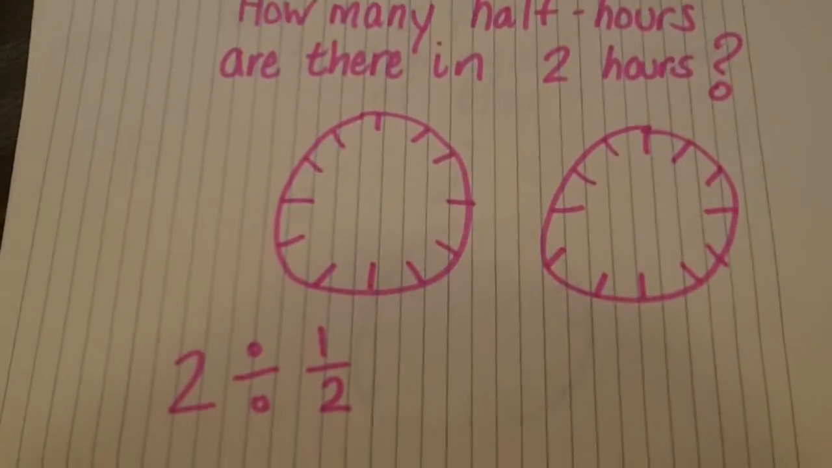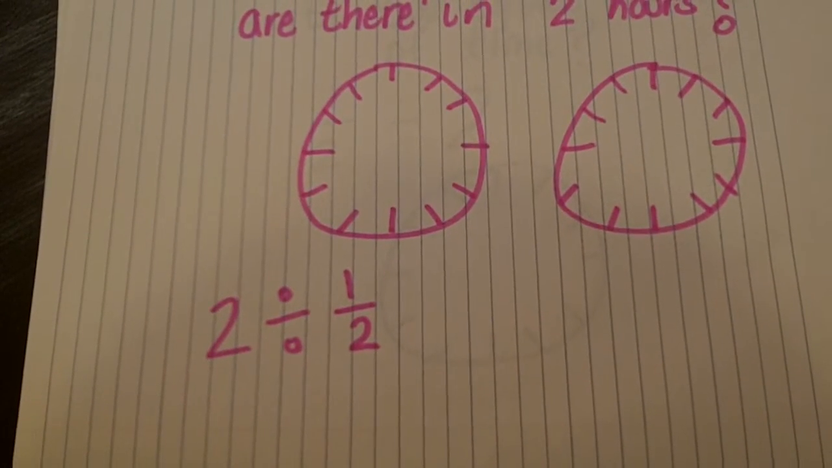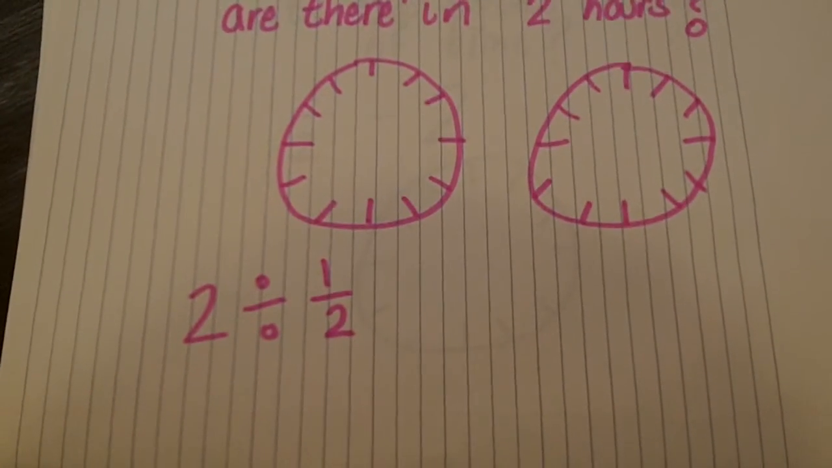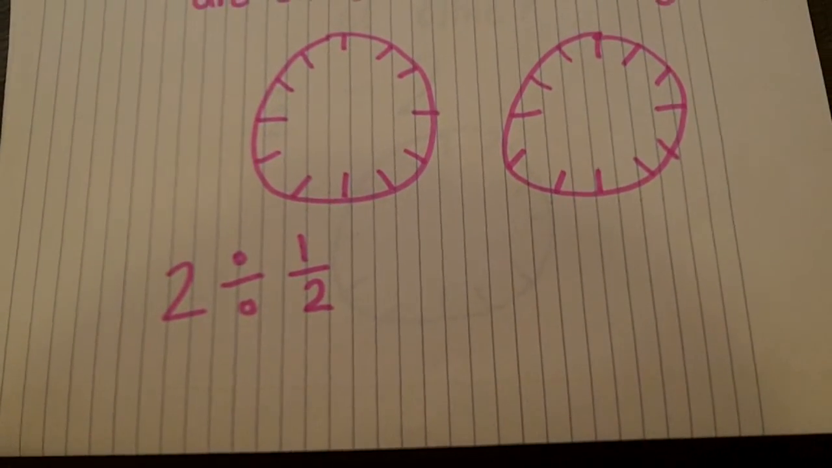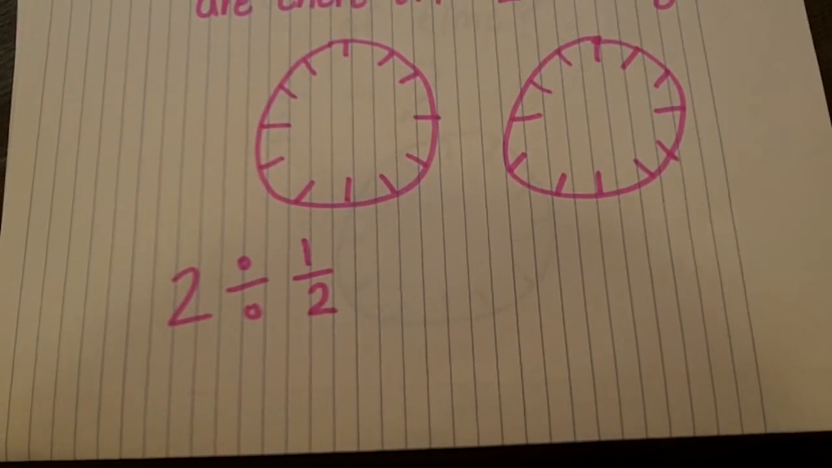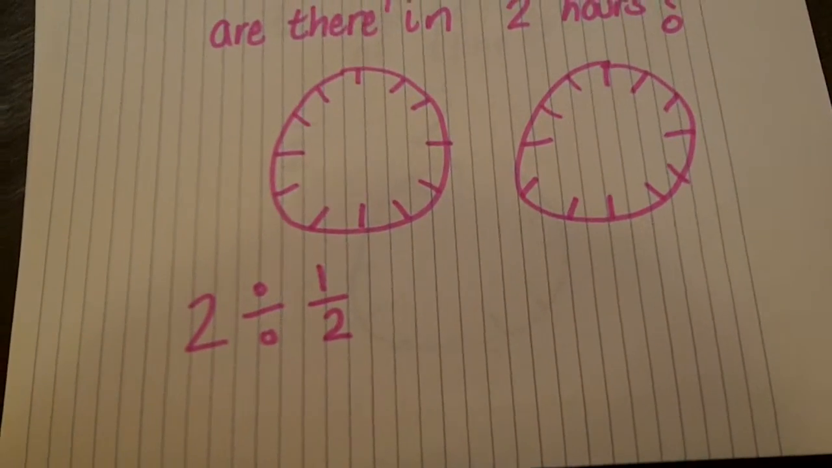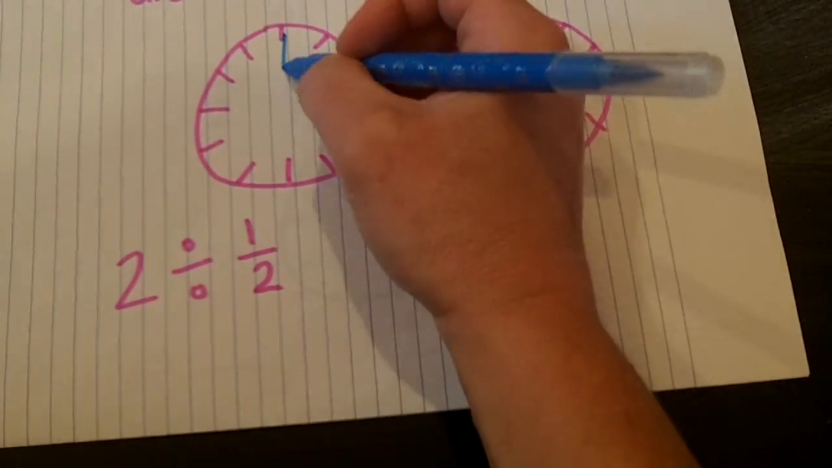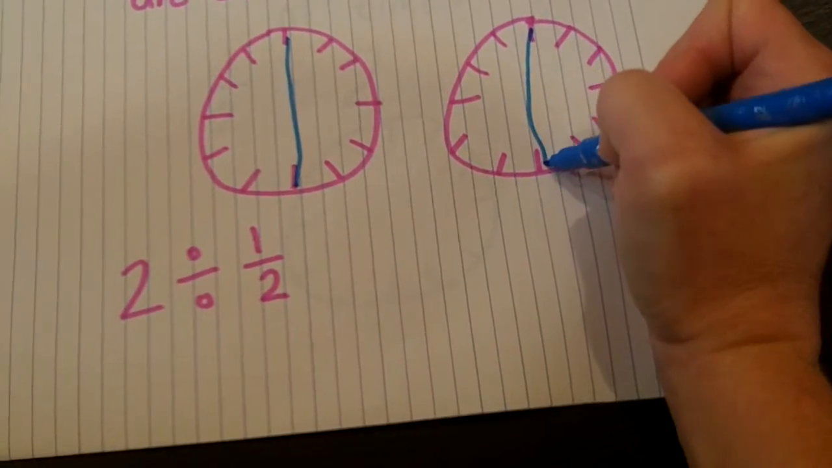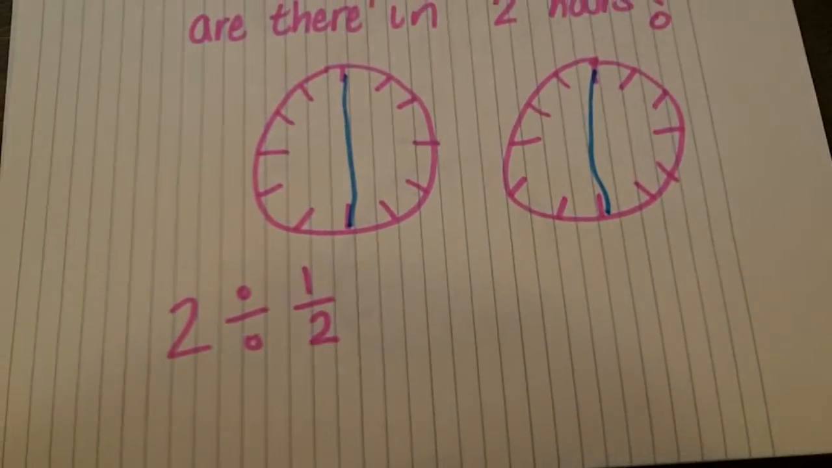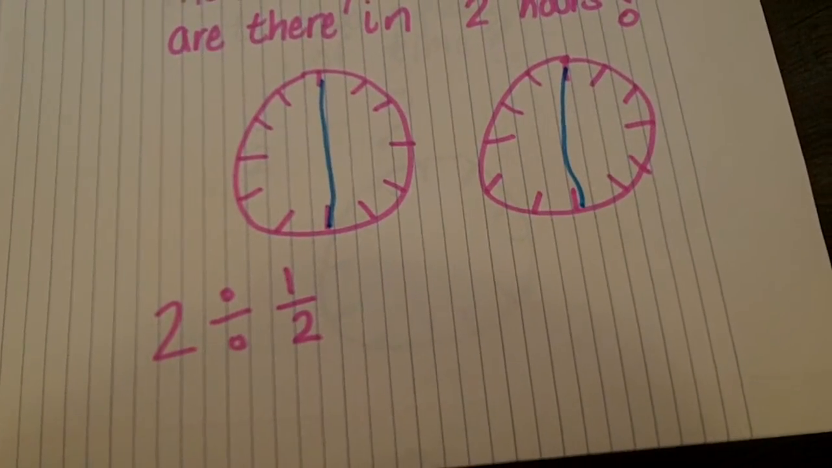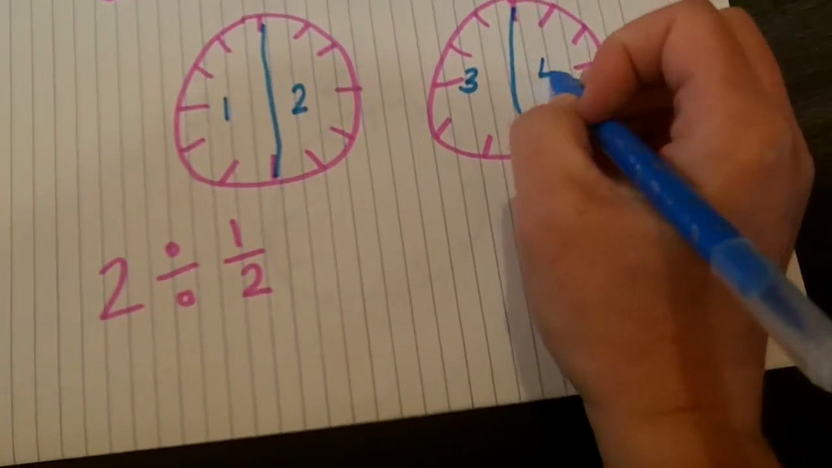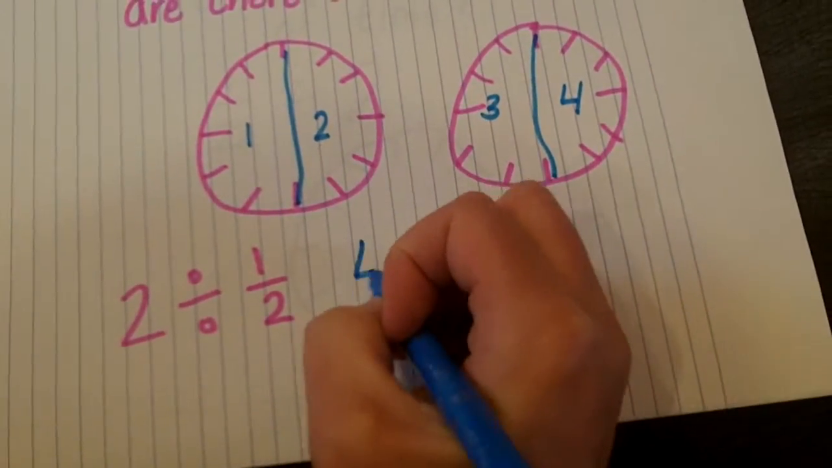All right, let's take a look at this question. How many half hours are there in 2 hours? So some of you will know the setup is 2 hours divided by the half hours. So visually, we know that if we take our clocks and we split them in half for our half hours, we get 1, 2, 3, 4 for a total of 4.